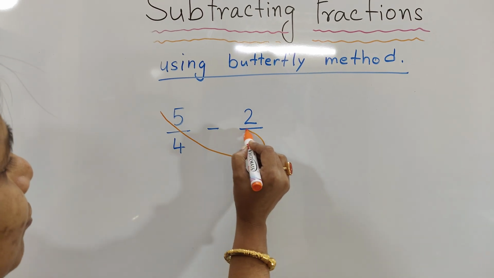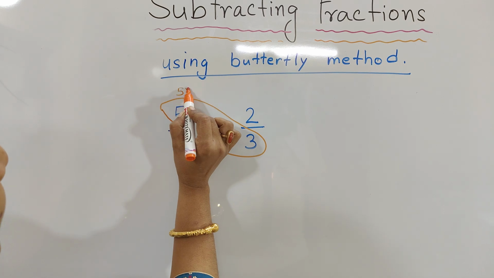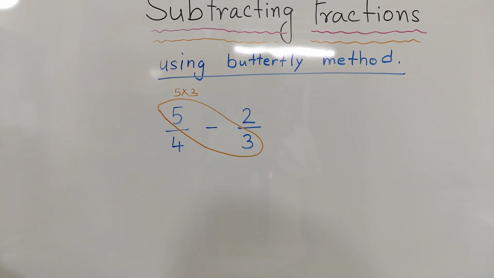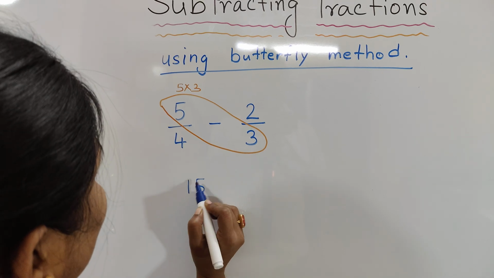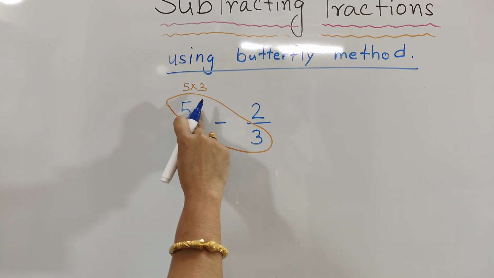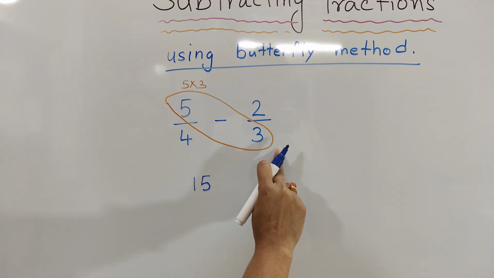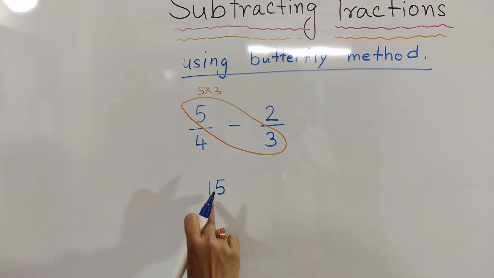5 and 3. We will multiply 5 and 3. 5 times 3 is equal to 15. So how do we get 15? We just multiplied the first fraction's numerator with the second fraction's denominator. 5 times 3 is equal to 15.